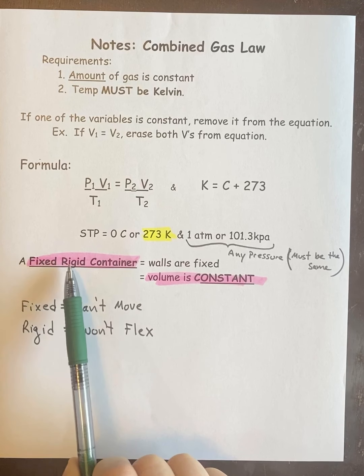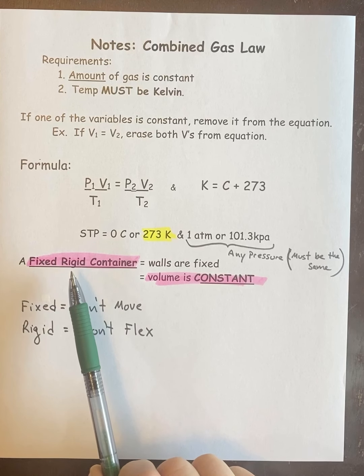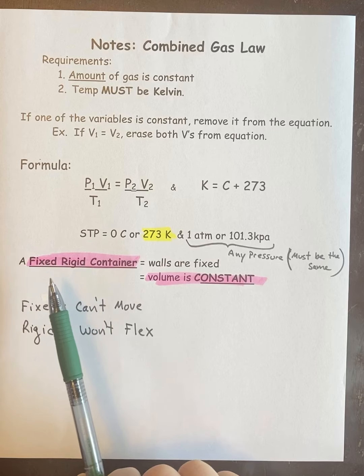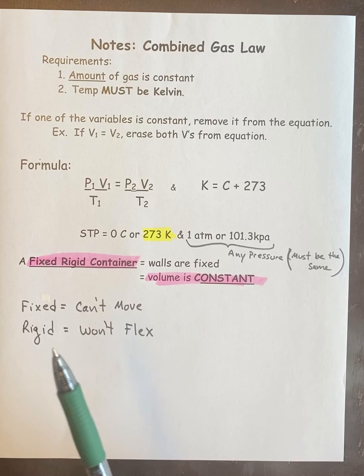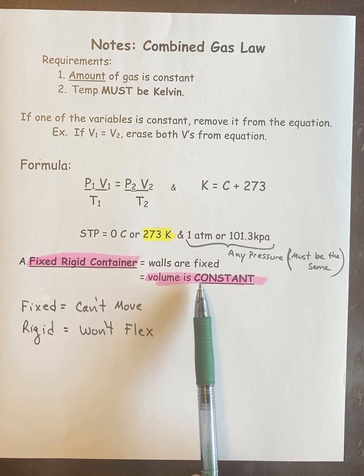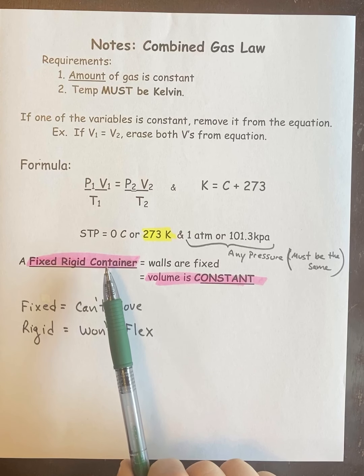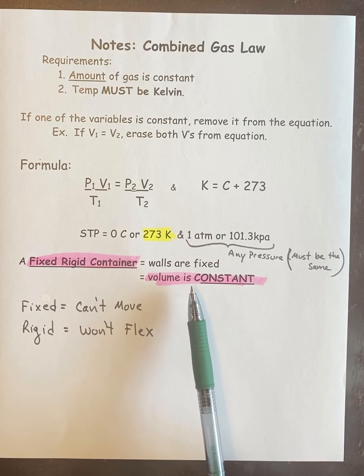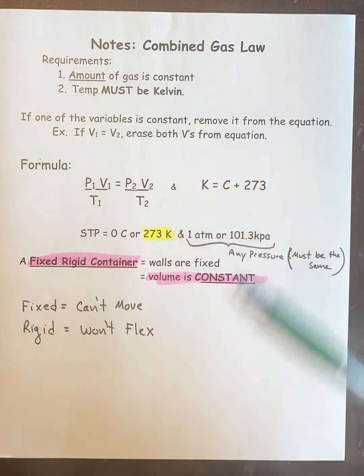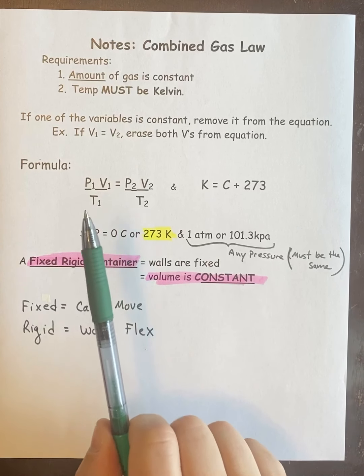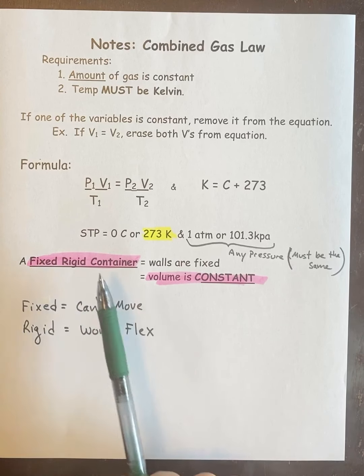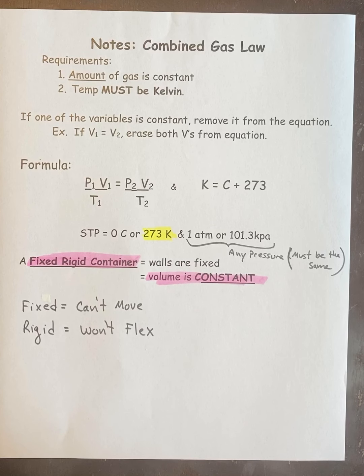And so it's basically like saying the same thing, but in a fixed rigid container, the walls will never bend or flex or change their size. What that means to us is that the volume is constant. So just be aware that if you see fixed rigid container, that is a very sophisticated way of telling you that the volume is not going to change. And just like I mentioned up here, if the volume's not going to change, we're going to remove it from the equation. So if you see fixed rigid container, just think of it as constant volume, because that's what it ultimately means, and therefore remove volume from the equation. So that explains the notes.